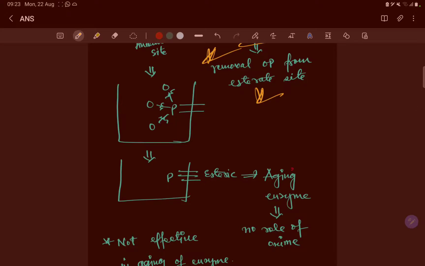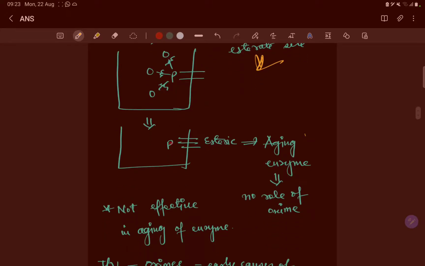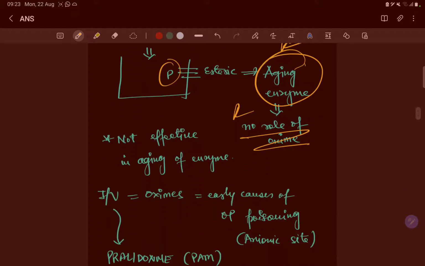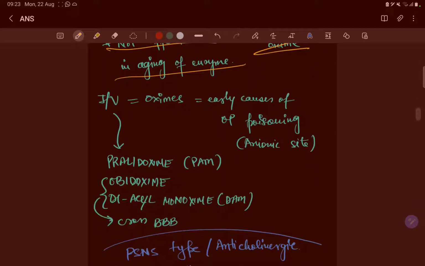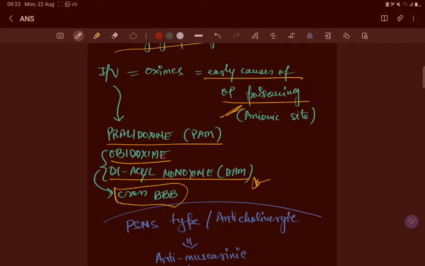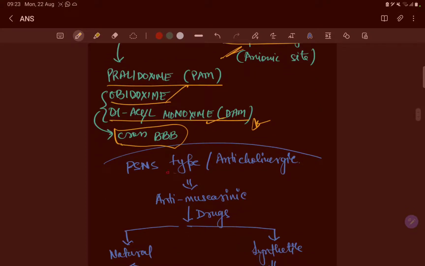Now what will happen if the phosphate binds for a long period? It causes aging of the enzyme, and then there is no role for oximes. So they are not effective once aging of the enzyme has occurred. IV pralidoxime, obidoxime, and diacetyl monoxime are used in the early cases of OP poisoning. These can cross the blood-brain barrier, but they do not cross the blood-brain barrier well. Now we'll discuss the anticholinergics in the next video.